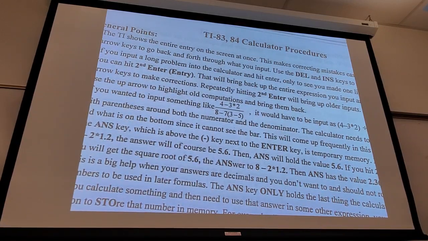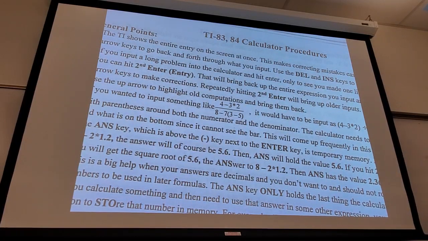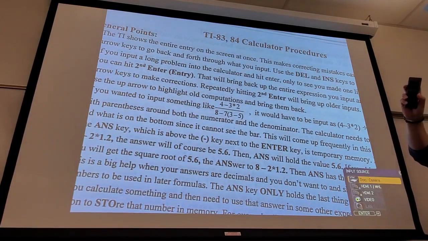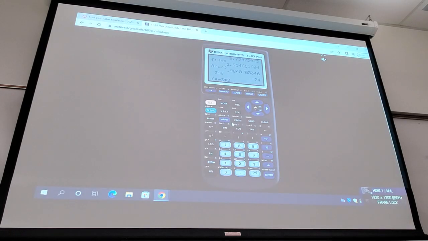So if we put in 4 minus 3 times 2, divided by 8 minus 7, times 3 minus 5. When we do that, we get that result. I don't know if I put that down. No, okay. So I get that.